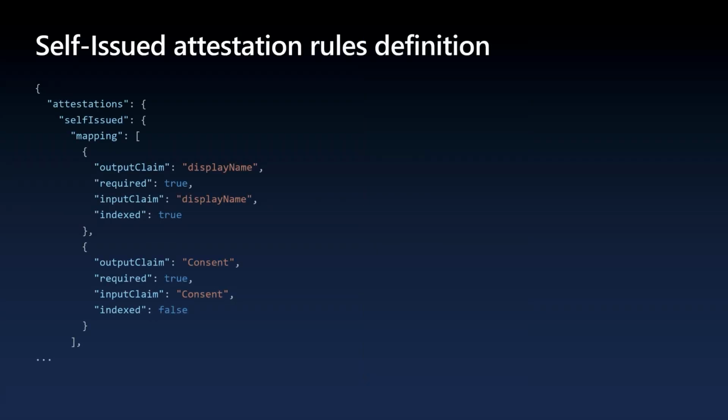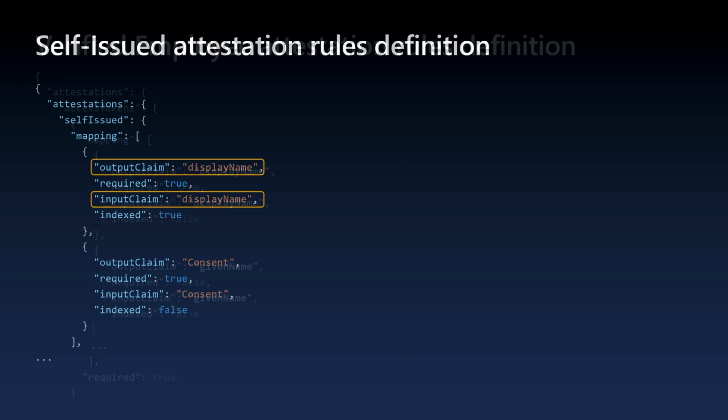In the rules definition, the attestation type is set to self-issued. The input and output claim names are as defined in the display definition.